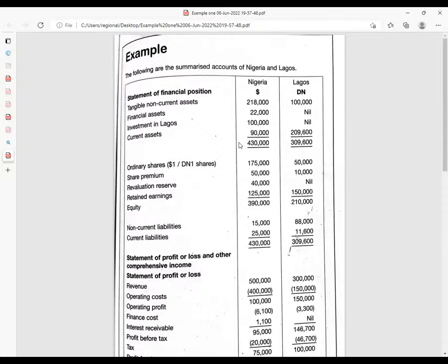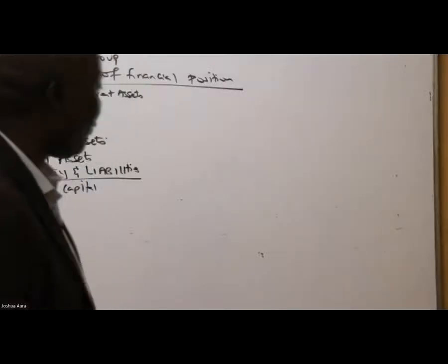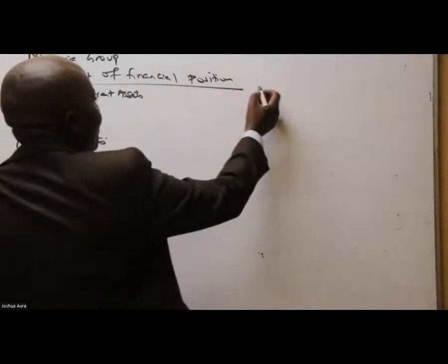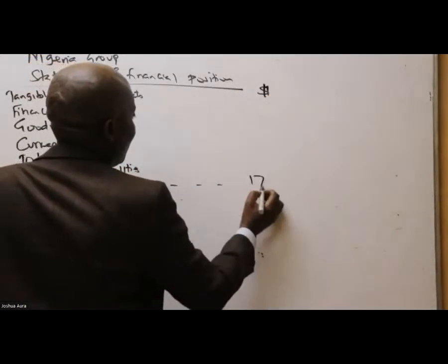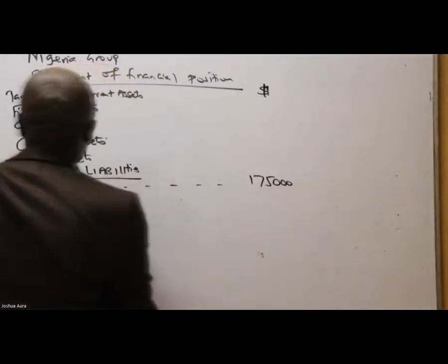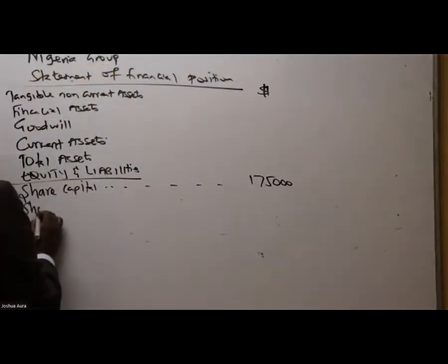Can somebody in this case guide us? So thank you very much. For share capital, always you pick the one of the parent. You ignore the one of the subsidiary. So for share capital, I'll simply come and pick here 175,000. The same case here with share premium, free marks really.